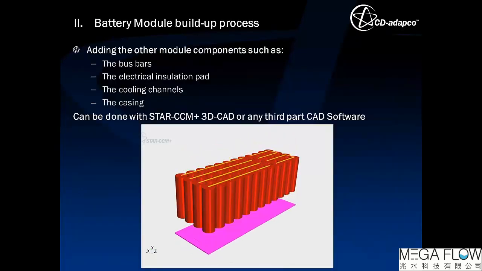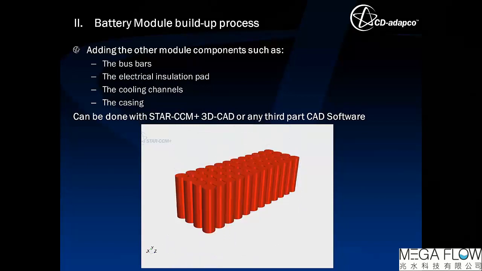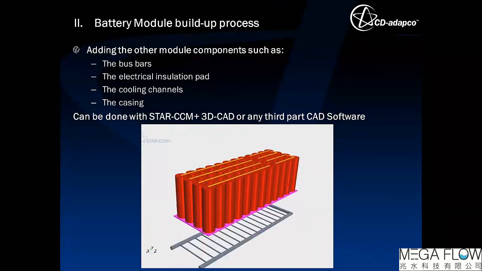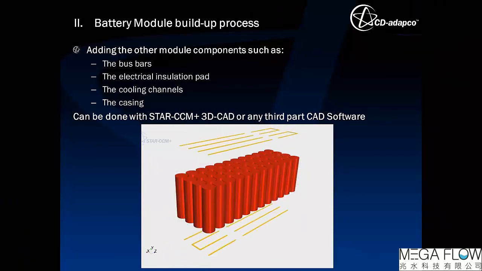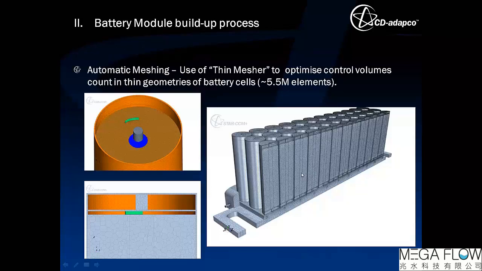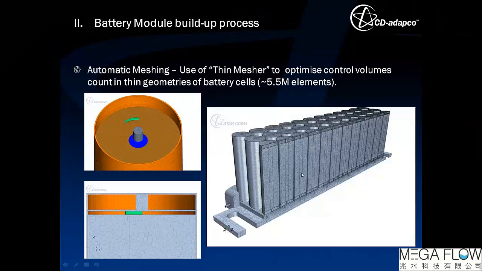Adding the other module components, such as the bus bars, the electrical insulation pad, the cooling channels, and the casing, can be done with the Star-CCM+ 3D-CAD tool or any third-party CAD software. So we've now built a full geometry of the battery module. We have the configuration of the cells, and we have the cooling channels, the casing, etc.